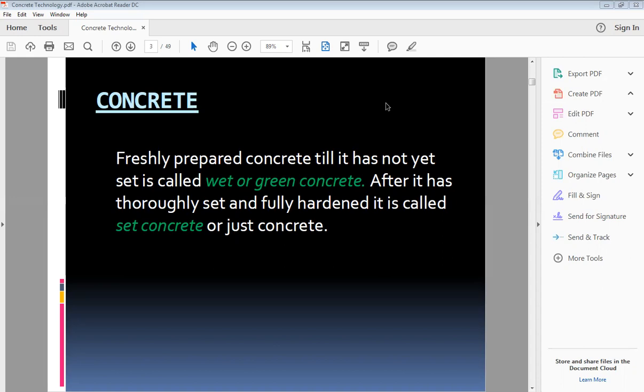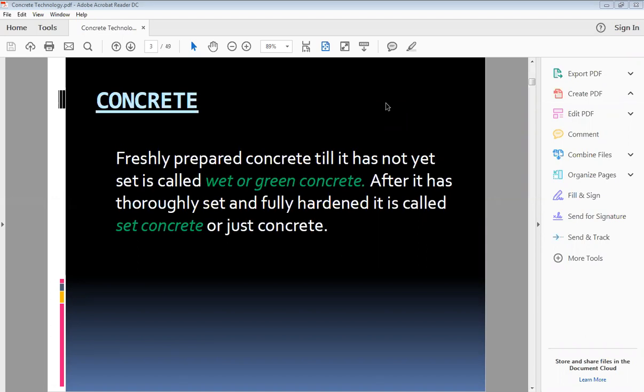As you see in the definition, freshly prepared concrete, till it has not yet set, is called wet or green concrete. It means whenever it is in a fresh stage, not yet in the hard stage, that is known as wet or green concrete, and in this stage you can mold it into any shape. When the concrete starts to set or harden, after that you can't change it to any shape.